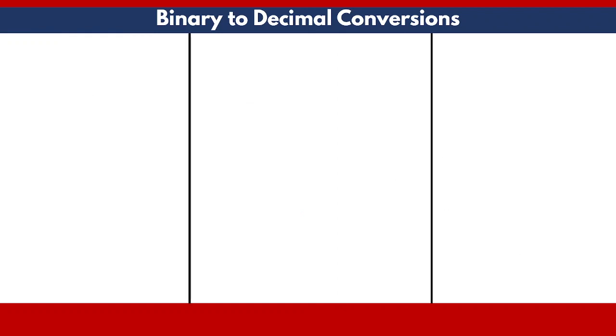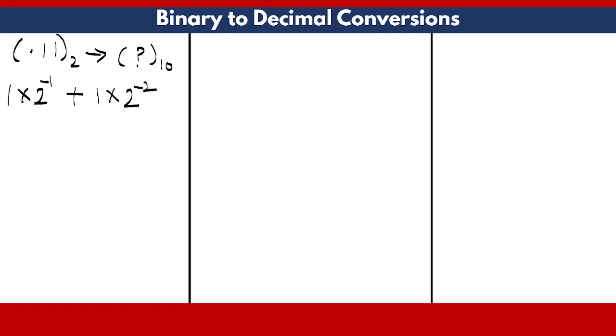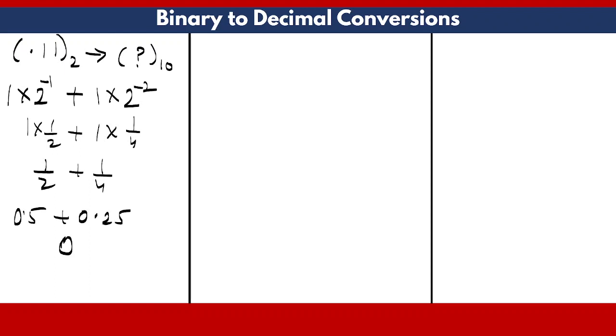So let us understand how to convert a binary fraction into its decimal equivalent. So the first method is usually we will multiply every bit with its corresponding weight and add them. Since this is a fraction number, these are our weights. And this becomes 1 into 1 by 2 plus 1 into 1 by 4. So 1 by 2 plus 1 by 4, 0.5 plus 0.25, and that becomes 0.75.